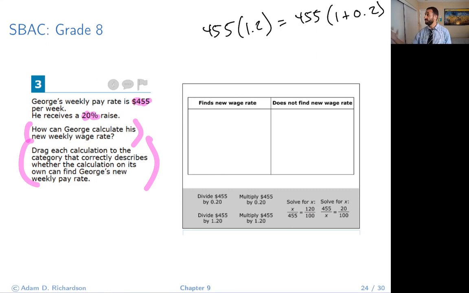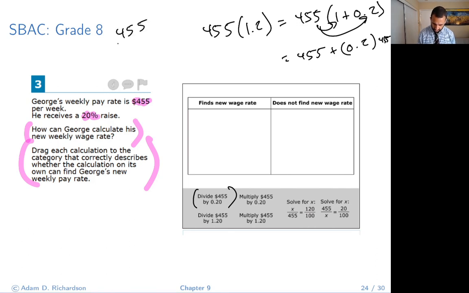And there's chapter 2 coming back on us again, right? Splitting things up in terms of ones and tenths. And then we can distribute. And we're going to get 455 plus 0.2 times 455. There it is. Okay, so now we can go through and figure out if any of these make sense. Let's start with this one. Would we get the new wage rate if we divided 455 by 0.2? Divided 455 by 0.2, what?